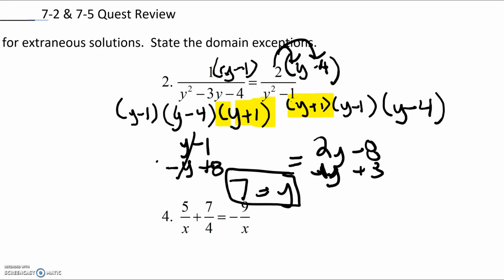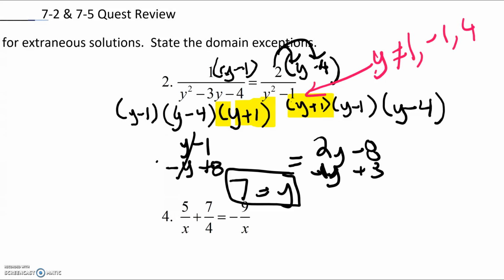If I look at the bottom, this is where the domain restrictions come from. So we said x cannot equal anything that makes our denominator 0. So it can't make 1. I think it's y, excuse me. Y cannot equal 1 or negative 1 or 4. That would make our denominator 0. Okay, looks like we're good.